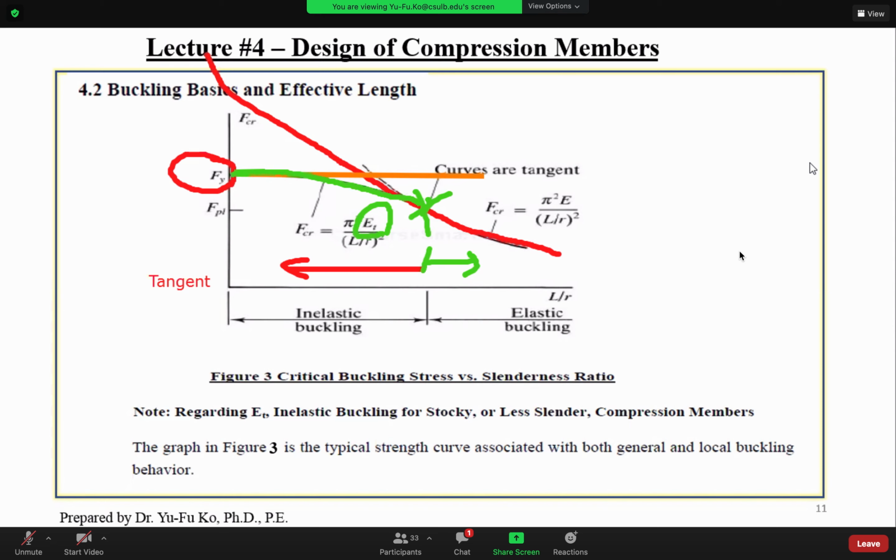I got one. Go ahead. Might sound redundant, but for the Fy, is it the compressive stress or is it the tensile stress? The yielding stress, Fy here? Yeah. Oh, good point. It's compression. It's not tension. It's compression yielding. Good point. Thank you.